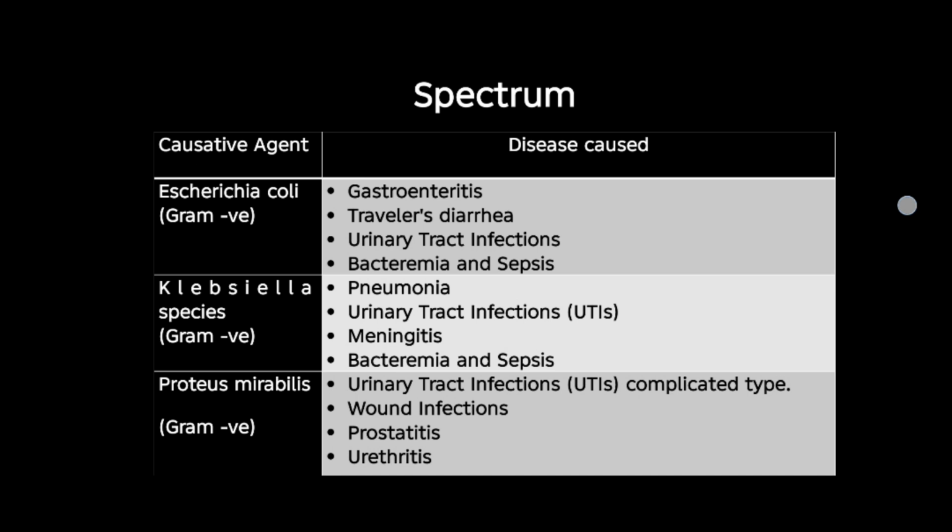And the bacteria include E. coli, that causes gastroenteritis, traveler's disease, urinary tract infections, bacteremia, and sepsis. Then another species, the Klebsiella species, also causes severe problems that include pneumonia, urinary tract infections, meningitis, and sepsis. Then we have another bacteria, Proteus mirabilis, that causes urinary tract infections, which are of the complicated type, wound infections, prostatitis, and urethritis.